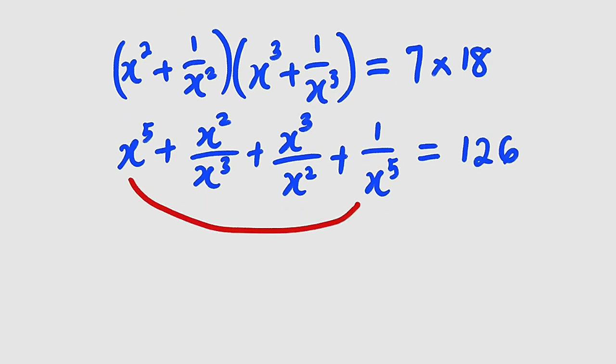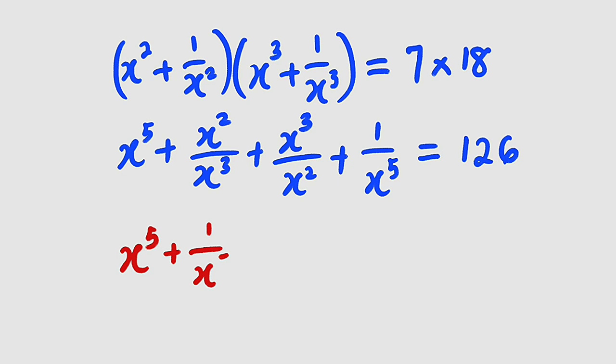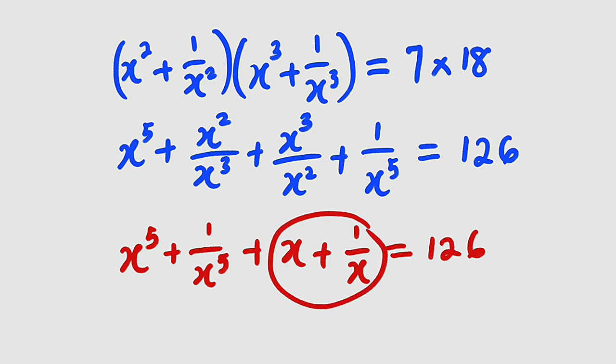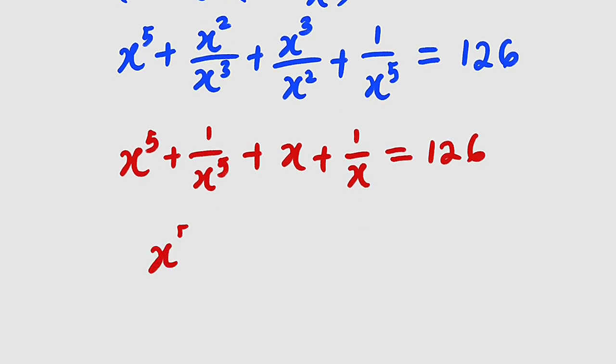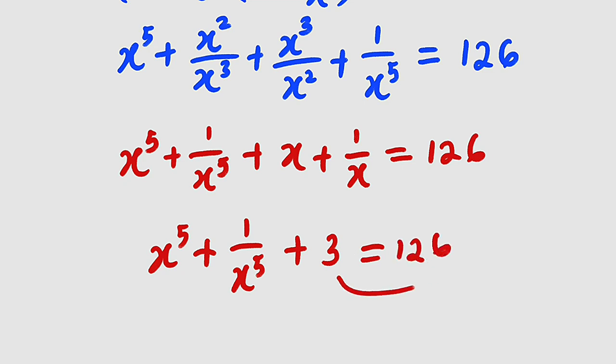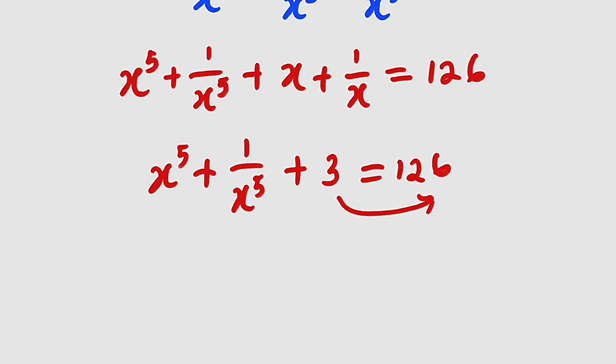We can combine these two together. We have x to the power of 5 plus 1 divided by x to the power of 5 plus, I can write this one first, which is equivalent to x, plus this one will give us 1 divided by x, and this is equal to 126. From the first equation, this is equal to 3, remember. So we have x to the power of 5 plus 1 divided by x to the power of 5 plus 3 equal to 126. Take this to the other side, it becomes negative. 126 minus 3 is 123.